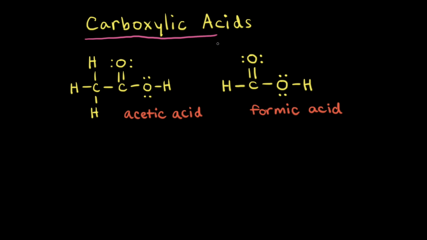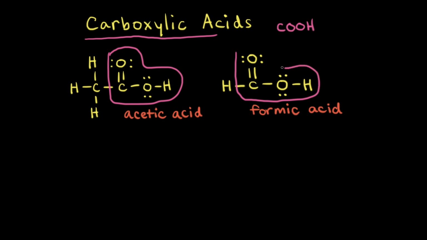Carboxylic acids are a group of acids that all contain a carboxyl group. A carboxyl group consists of carbon, oxygen, oxygen, and hydrogen. So if we look at acetic acid, I'll circle the carboxyl group on acetic acid, and I can also circle the carboxyl group on formic acid. The acidic proton in a carboxylic acid is the one that's directly bonded to the oxygen in the carboxyl group.